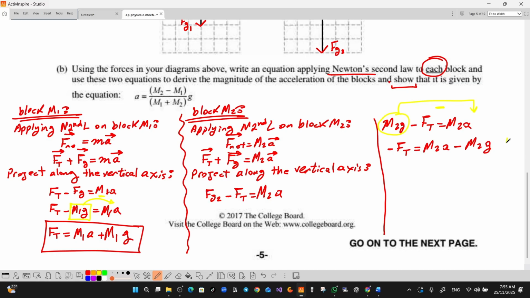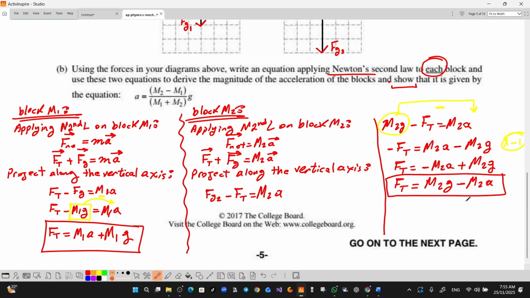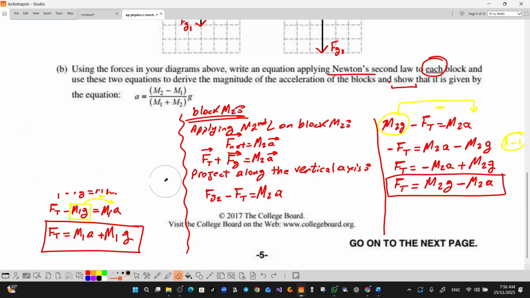Now let's multiply both sides by minus 1 in order to change the sign of Ft from minus to plus, and we will get that Ft is equal to minus M2A plus M2G. Reorganize this equation and you will get the equation for Ft. And this is the second equation that represents the tension on block M2. Now we know that the tension on block M2 is equal to the tension on block M1. So let me write here that the two tensions are equal.